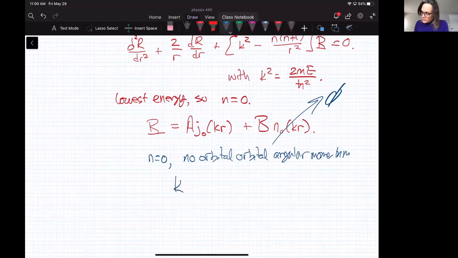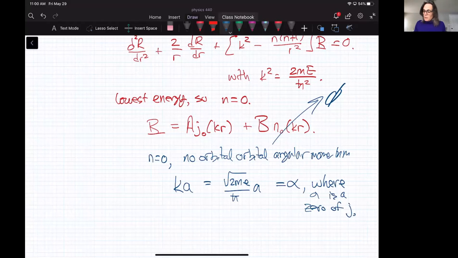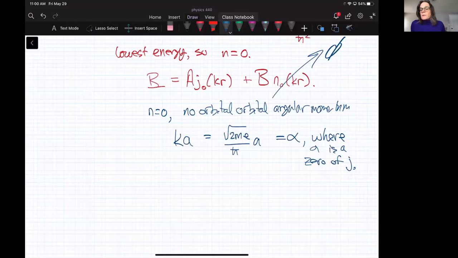And so that requires k times a, which is the square root of 2mE over h bar times a, equals alpha, where alpha is a zero of j0. So all we have to do to solve this problem then is find the first zero for the spherical Bessel function. And it turns out that, if you look at the table, again, this is dependent on tables, the first zero for j0 is pi, happily enough.